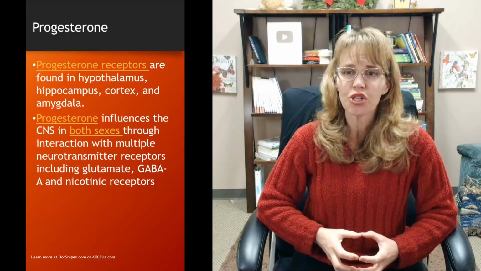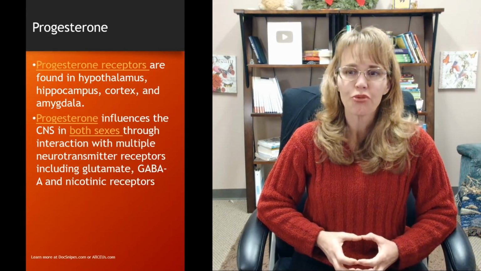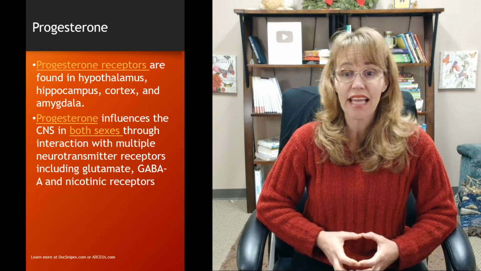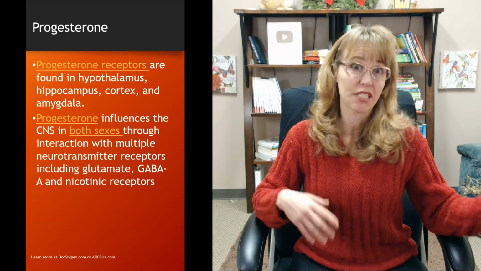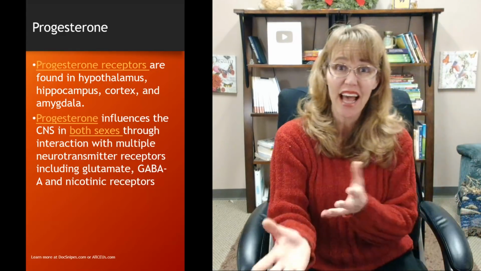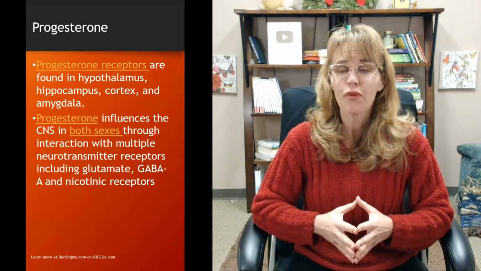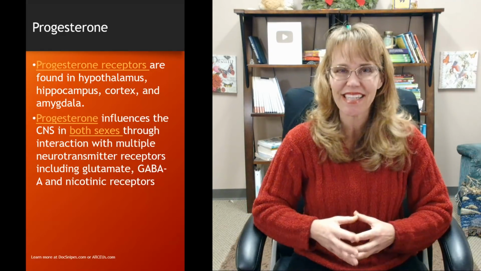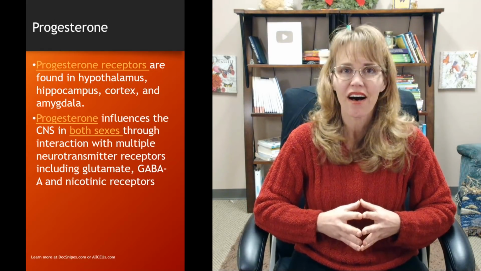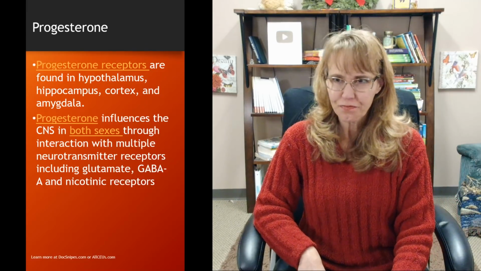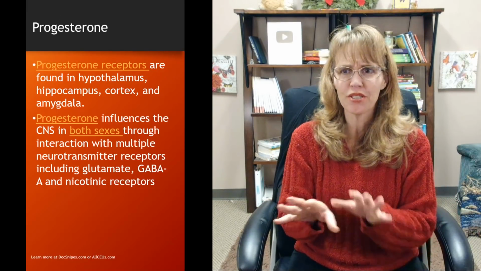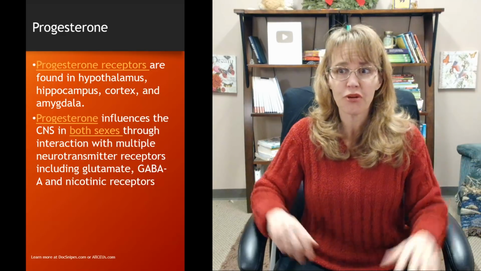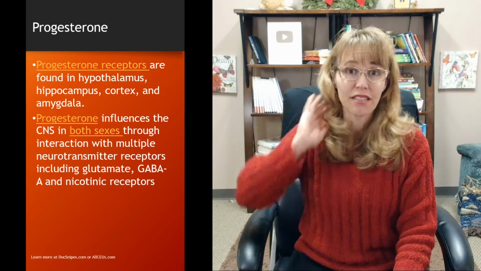Progesterone influences the central nervous system in both sexes through interaction with multiple neurotransmitter receptors, including glutamate, GABA-A, and nicotinic receptors. So progesterone actually acts on some of those nicotinic receptors, which can help you understand to a certain extent some of the mood effects of nicotine on the body. But it is interesting to note how dispersed the progesterone receptors are and the fact that they are in the amygdala.